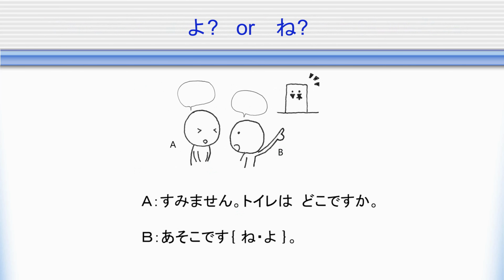So 皆さん, let's look at a situation. すみません。トイレはどこですか? That's what A-san says. B-san says, あそこです. Should I use ne or yo? Right, this is a context where I want to use yo because I am giving new information to A-san, something that they have never heard before. The bathroom is over there. I'm giving them new information.